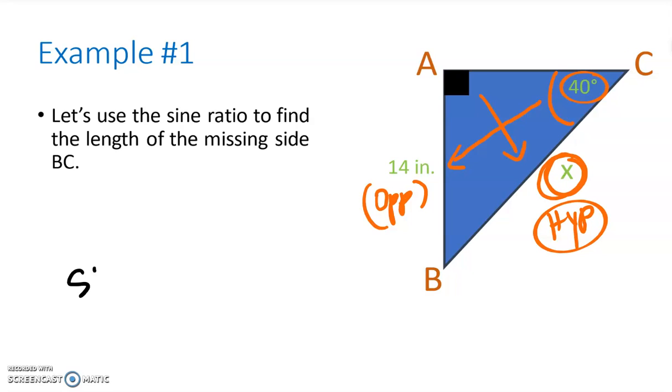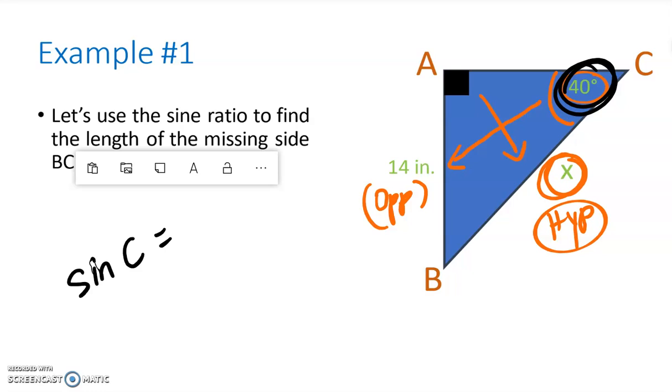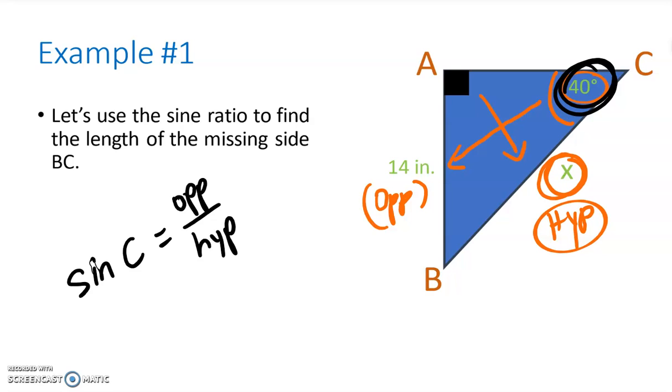So we say the sine of angle C. Why angle C? Because that's the angle measure they're giving us. If they gave us angle B, we would use angle B. So we say the sine of angle C is equal to that angle's opposite side divided by the hypotenuse.